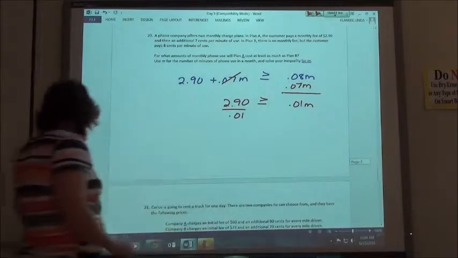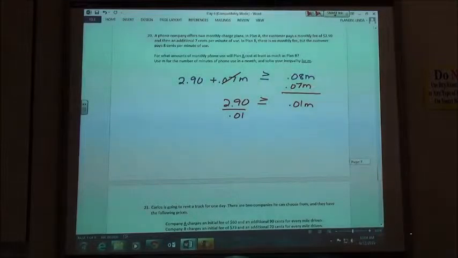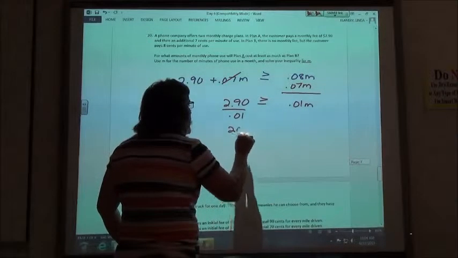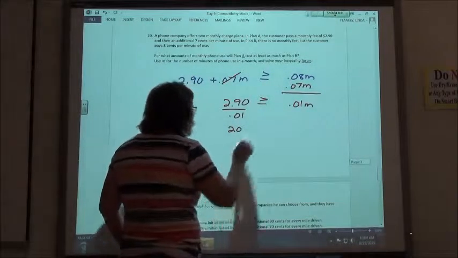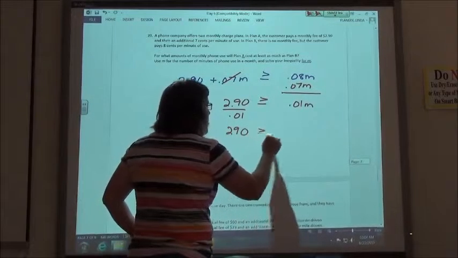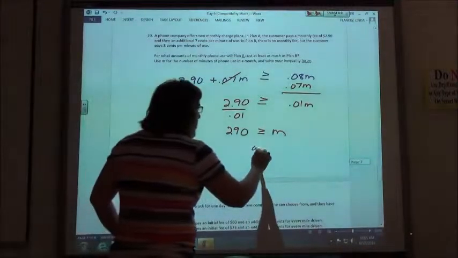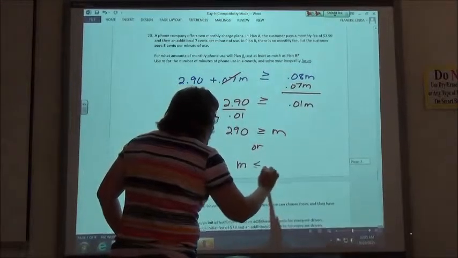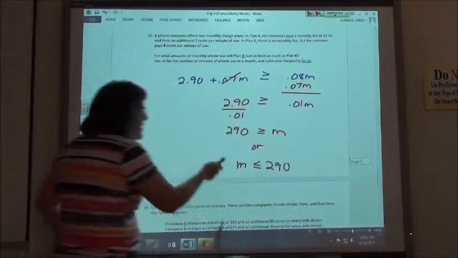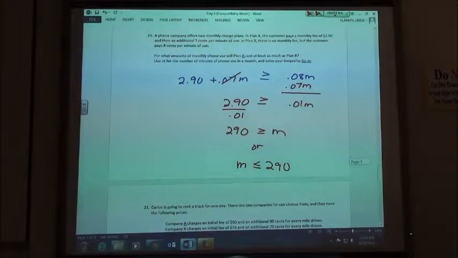Divide by my 0.01. So $2.90 divided by 0.01 gives you 290 minutes. So 290 is greater than or equal to M, which doesn't make a whole lot of sense. So on inequality word problems, it makes more sense to flip it around. The number of minutes would have to be less than or equal to 290.